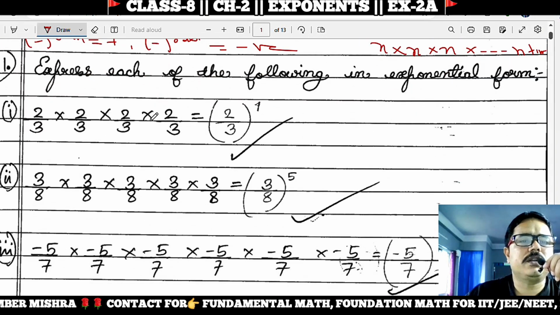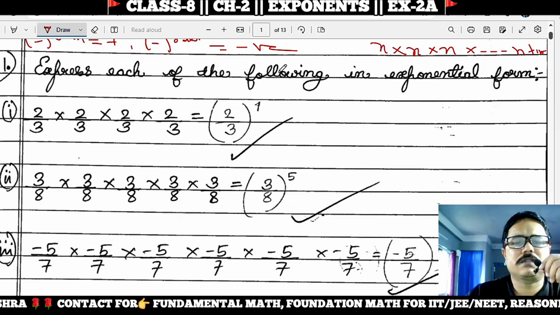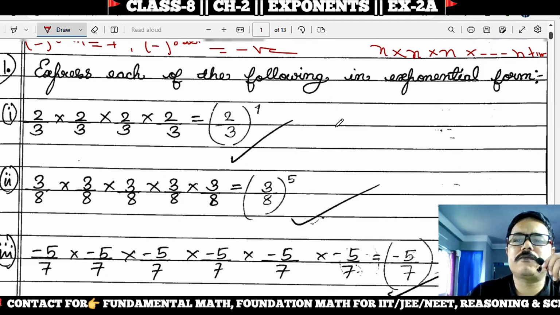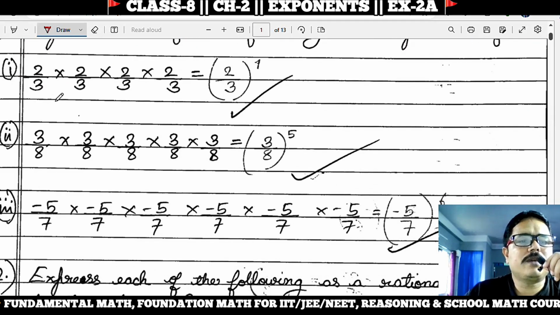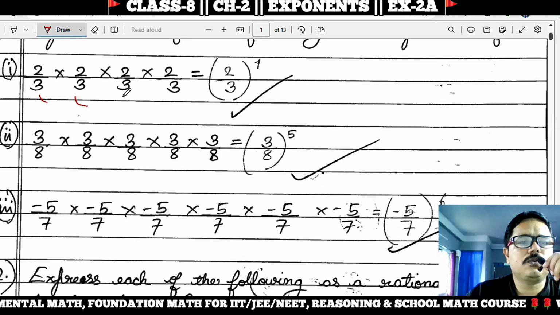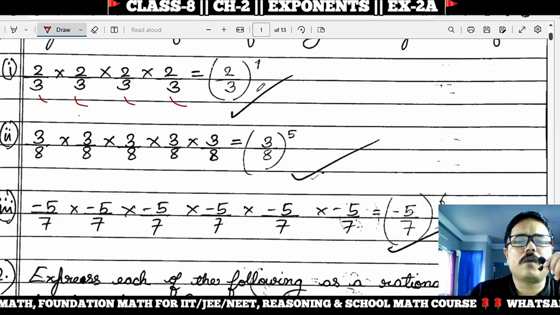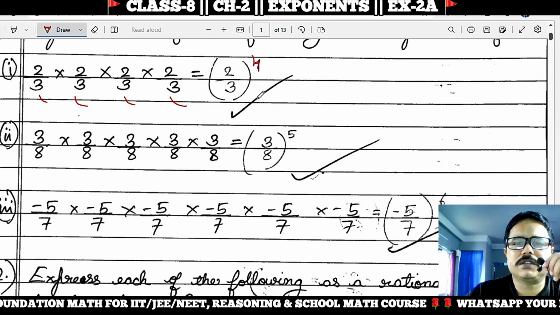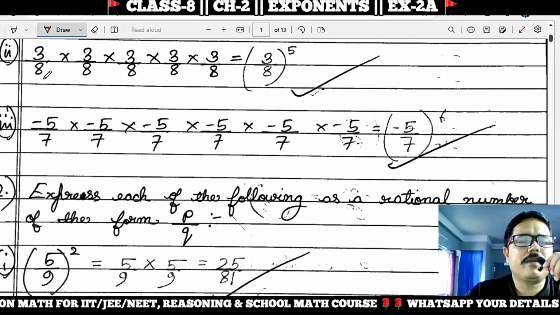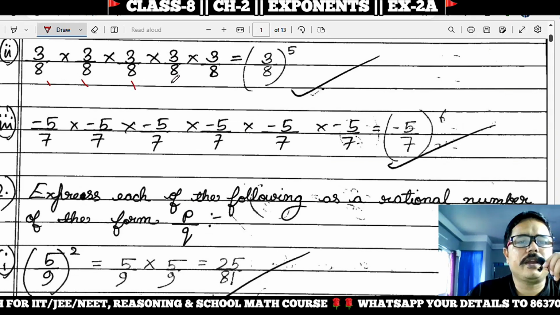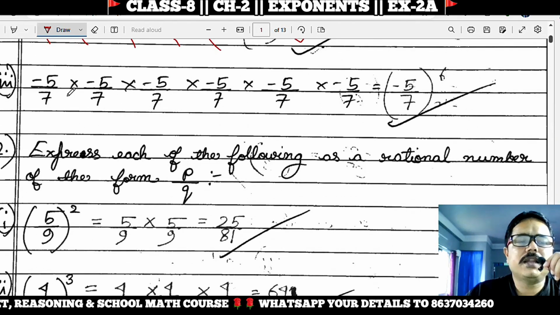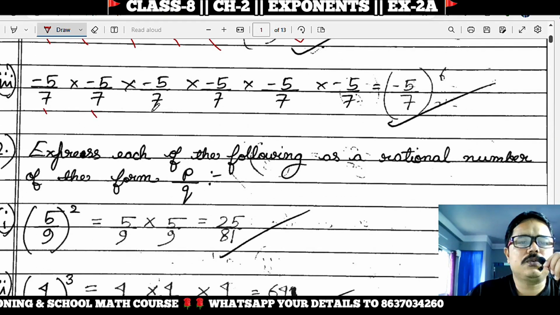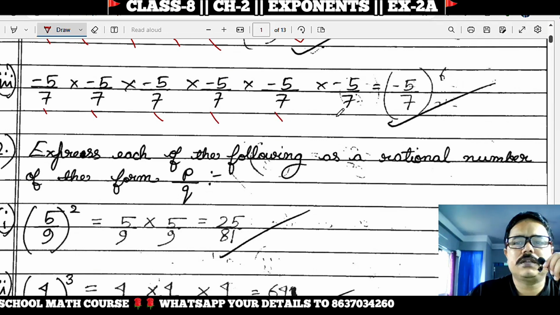What is the first question? Express each of the following in exponential form. So exponential form is this only, that means something to the power some number. How many 2 by 3 are there? 1 2 3 4. So 2 upon 3 to the power 4. This is the answer. 3 by 8: how many are there? 1, 2, 3, 4, 5. So 3 upon 8 to the power 5. Minus 5 upon 7: 1, 2, 3, 4, 5, 6. So minus 5 upon 7 to the power 6.